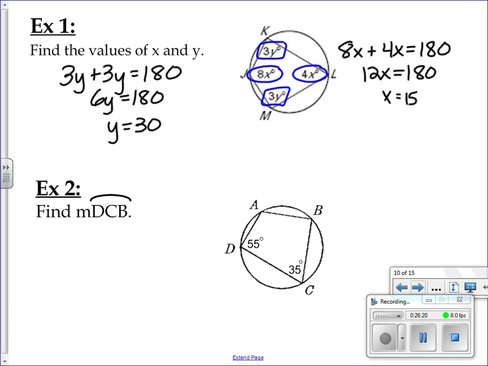Okay, and then let's look at example 2. So the goal is to find the measure of arc DCB. So I'm just going to trace that here. But before we do that, let's actually use this whole opposite angle idea to help us get there. So if I were to try to figure out angle A, what's its opposite angle? It's going to be 35. So what's 180 minus 35? That's going to be 145.